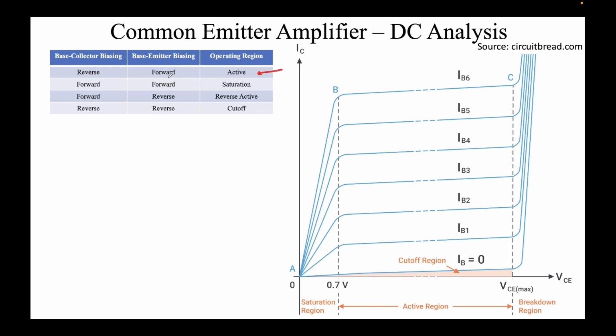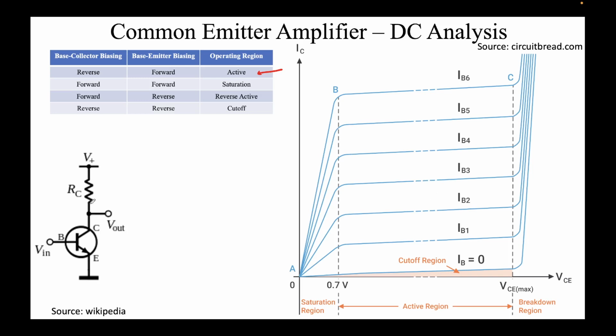Base-emitter is forward biased because you want to supply as many electrons as possible. Base-collector is reverse biased because you want to collect as many electrons at the collector junction as possible. This is the configuration in which we operate. One is forward bias, the other is reverse bias, and this central region is the active region. On the left you have the saturation region where base-emitter is forward biased and base-collector is also forward biased. This is usually used for switching applications, not amplifier applications. This central region is what we use for amplifier applications, right?